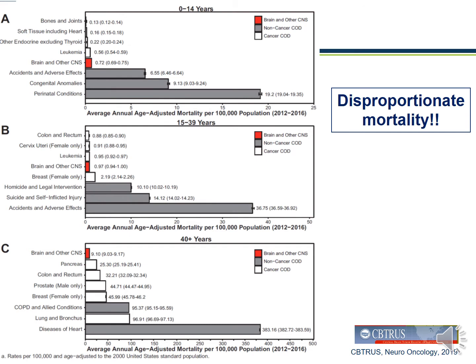Brain tumors contribute disproportionately to mortality in all age groups, as is shown here in this figure taken from the Central Brain Tumor Registry of the United States 2019 annual report. Therefore, it is critical for us to better understand mortality and survival for brain tumors in order to help patients.